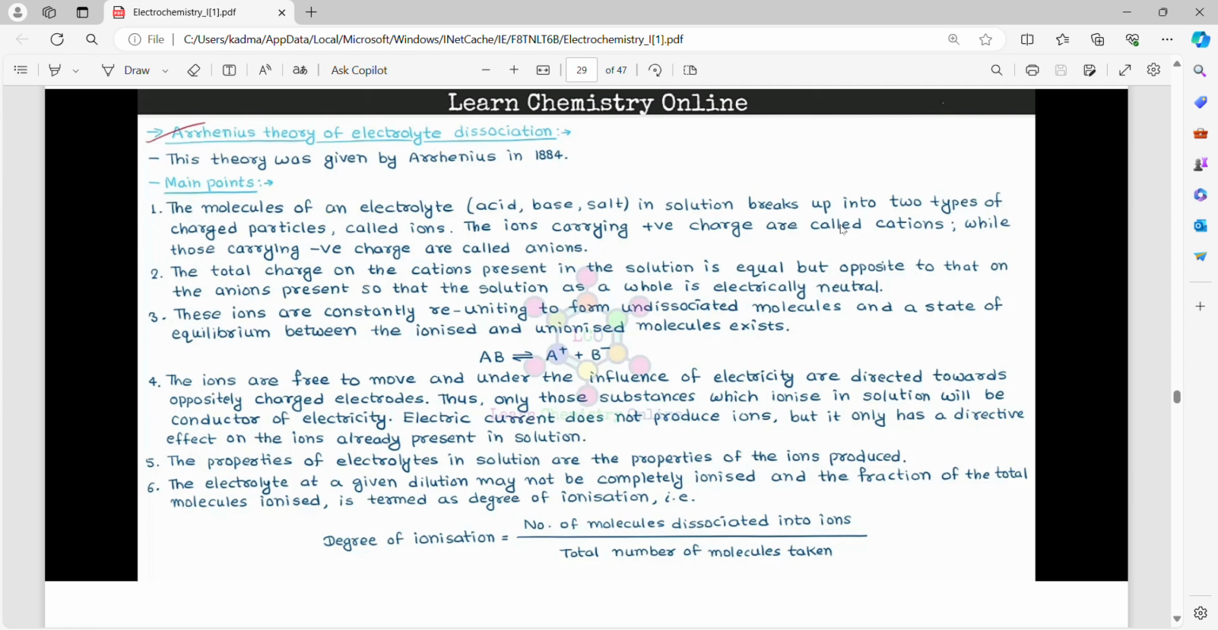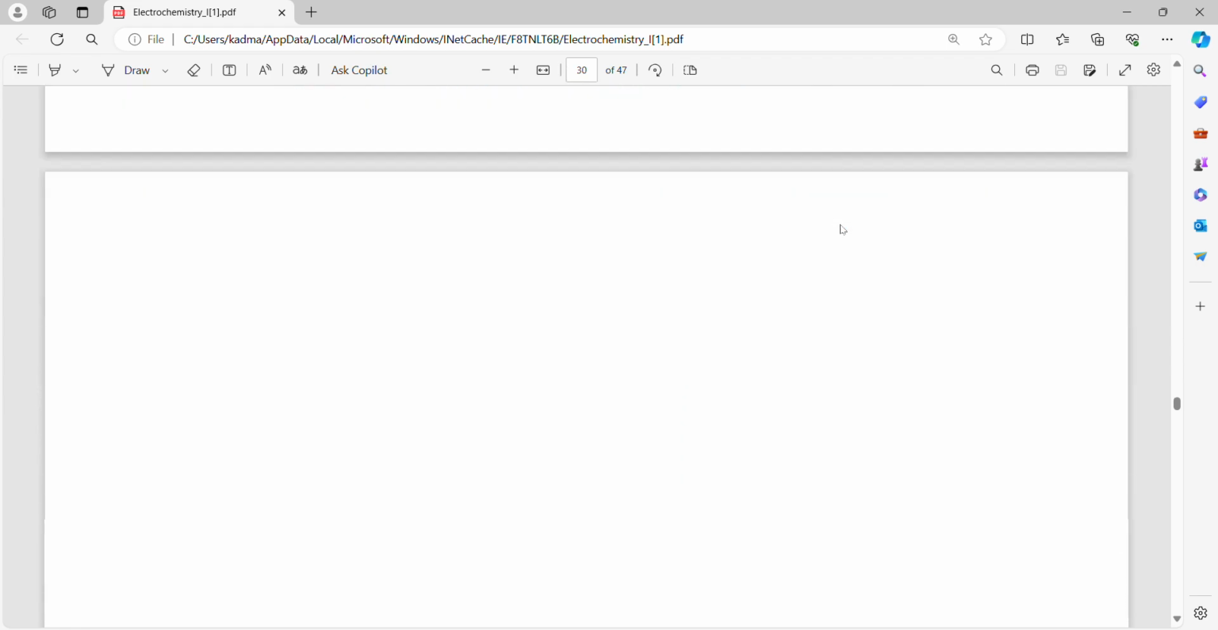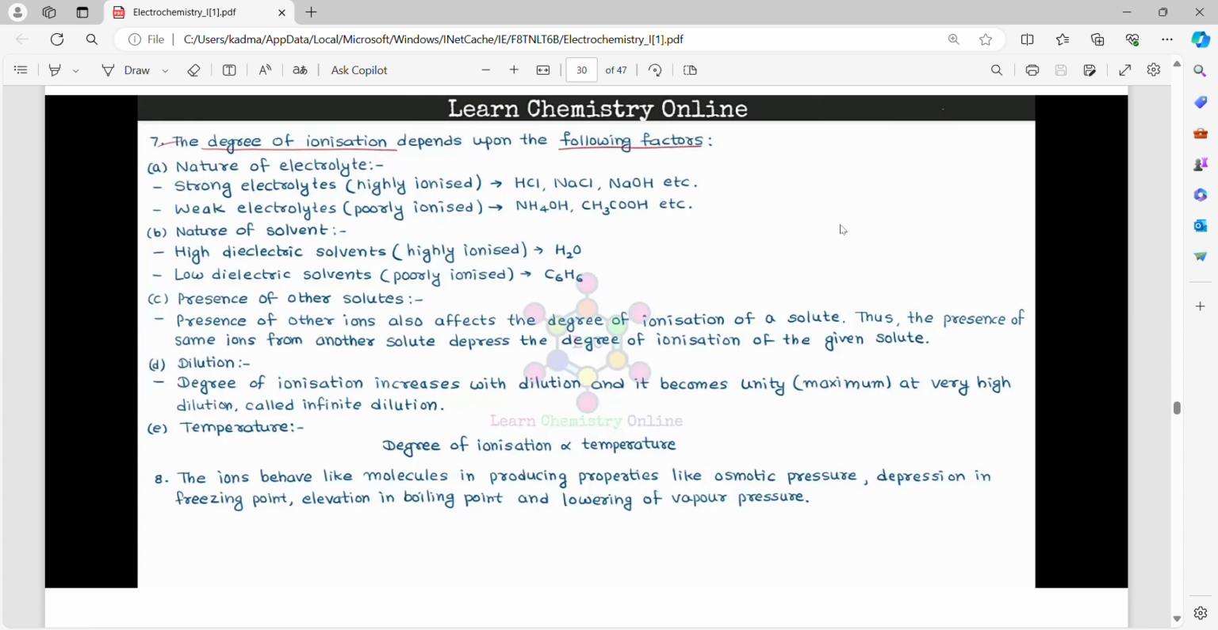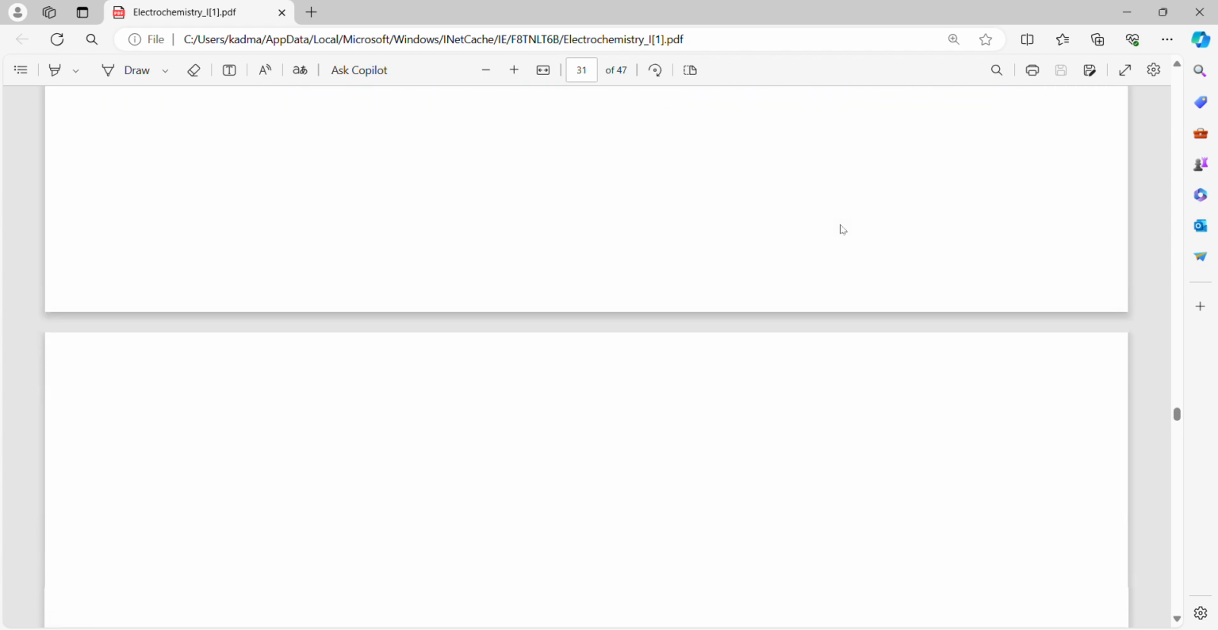Thus, only those substances which ionize in the solution will be conductors of electricity. The properties of electrolytes in the solution are properties of the ions produced. The electrolyte at a given dilution may not be completely ionized, and the fraction of the total molecules ionized is termed the degree of dissociation. Degree of dissociation depends upon the following factors: nature of electrolyte, nature of solvent, presence of other solutes, dilution, and temperature. The ions behave like molecules in producing properties like osmotic pressure, depression in freezing point, elevation in boiling point, and lowering of vapor pressure.